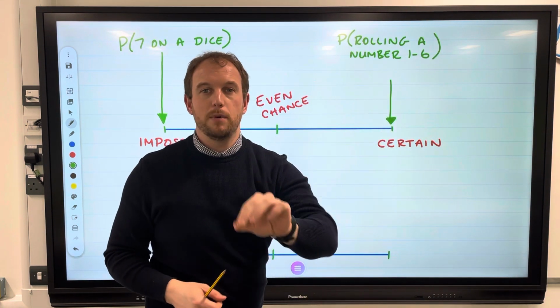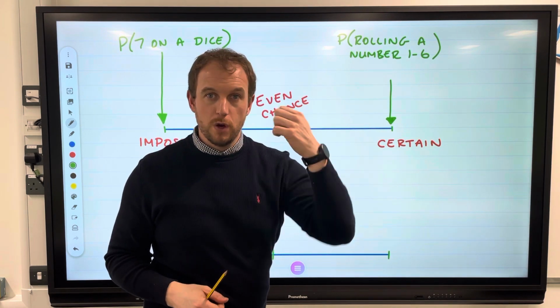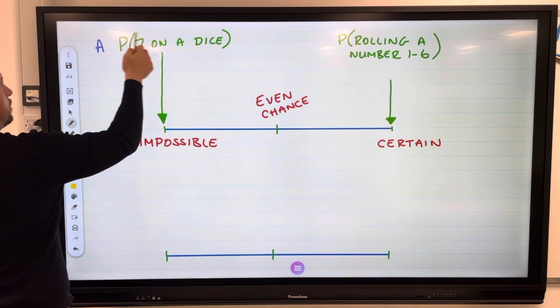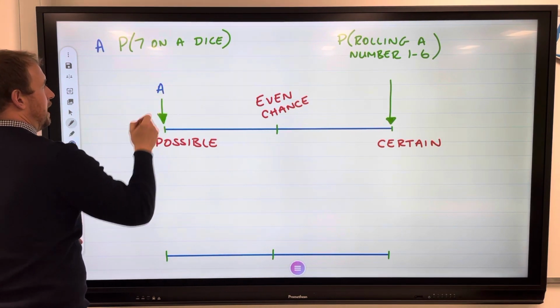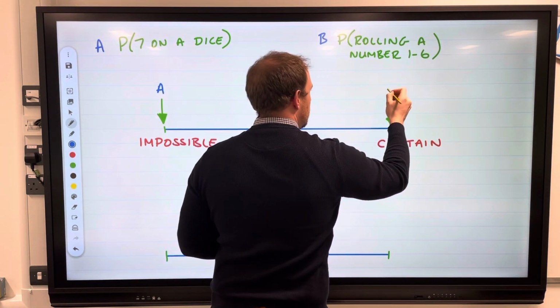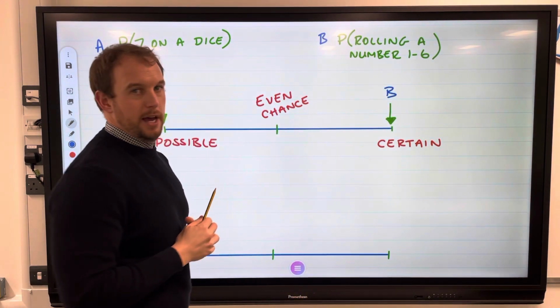When it comes to your questions, it could be that you have to label your probability scale with a letter. So if this one was question A, you would label it with an A like that. If this was question B, you would then label it with a B there.